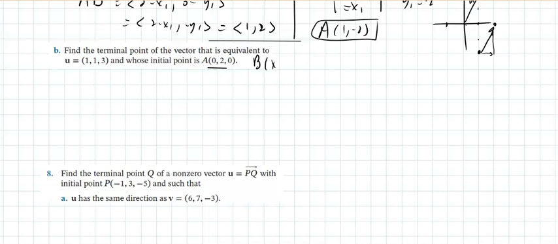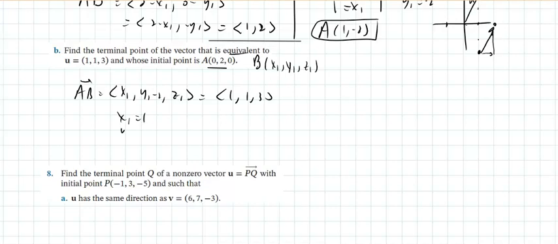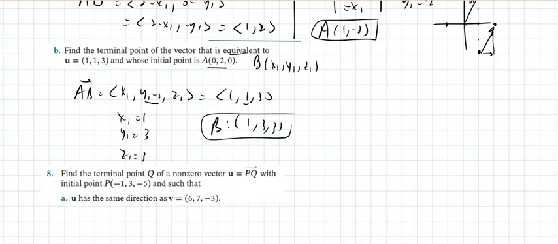Now they're saying this is the initial point. The terminal point, call that x1, y1, z1, or you could just call it x, y, z. Well, isn't AB, in this case, x1 minus 0, y1 minus 2, and z1 minus 0, and you want that to equal 1, 1, 3, because those are equivalent. That means x1 equals 1, y1 minus 2 equals 1, so y1 equals 3, and z1 equals 3. So we say the point B has to be 1, 3, 3, and those two vectors will be equivalent.